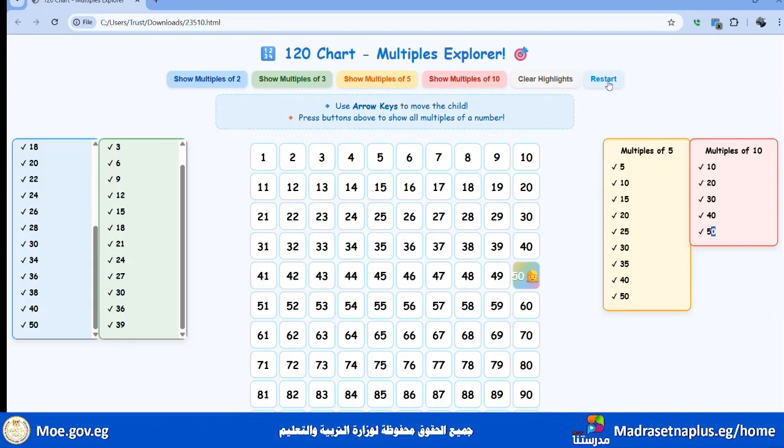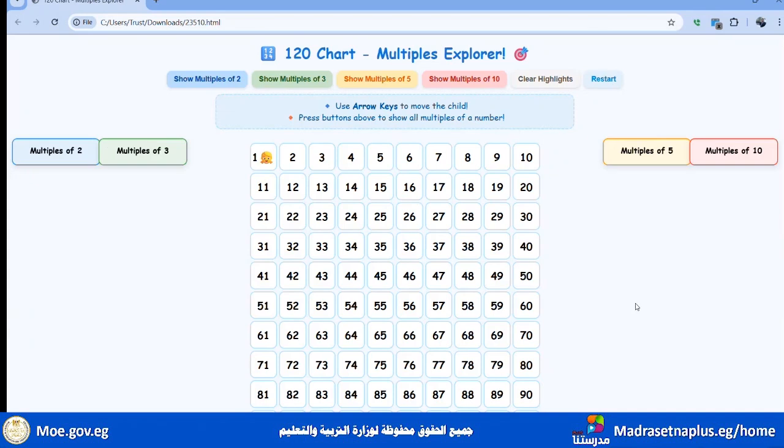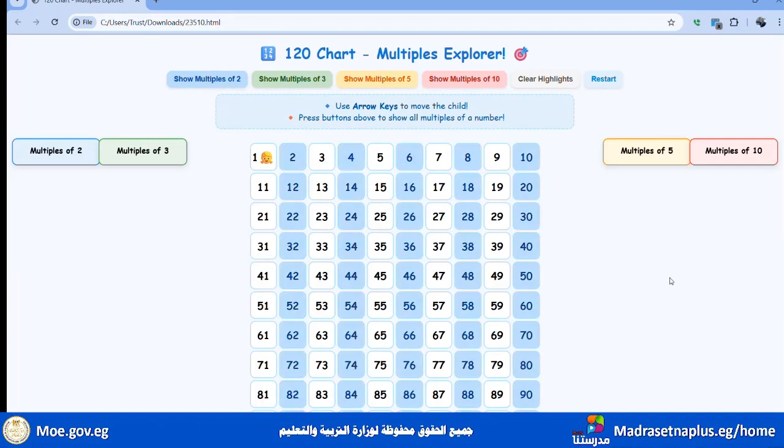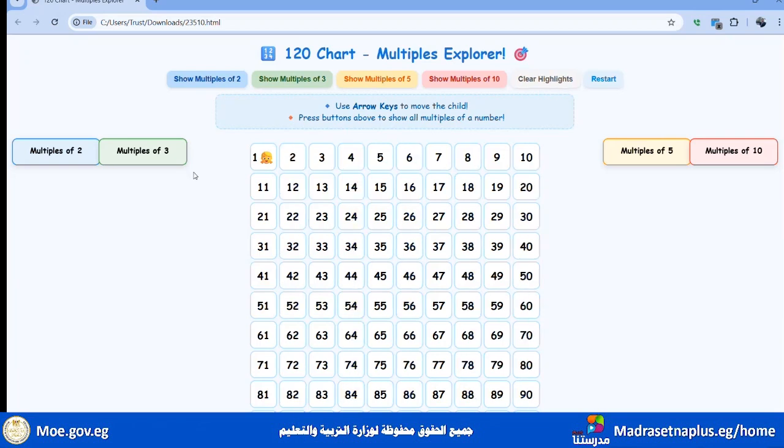Let's clear all. Now let's get another problem for all multiples of 2. By clicking on this button, I'll get all multiples of 2. Look, these are multiples of 2: 2, 4, 6, 8, 10, 12, 14, 16, 18, 20, and so on.